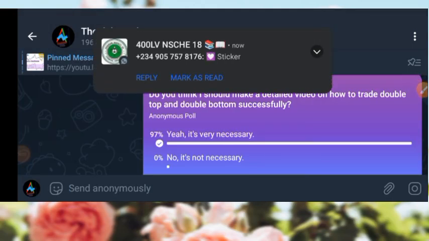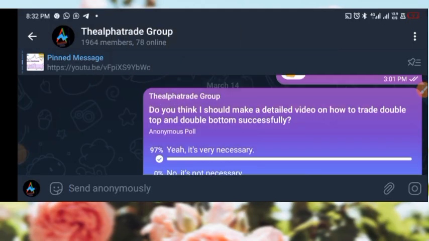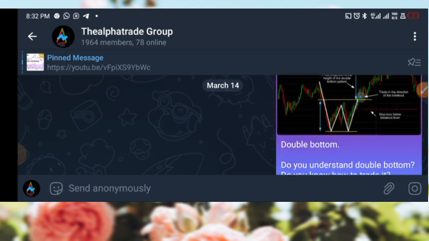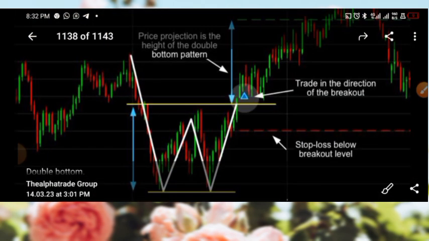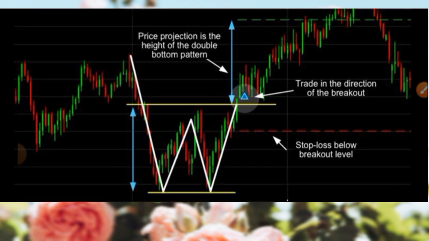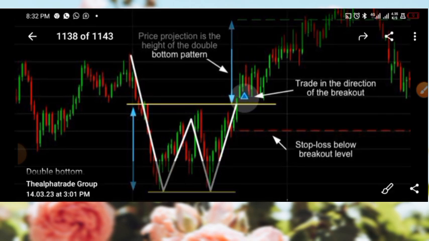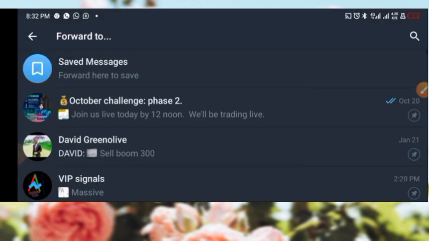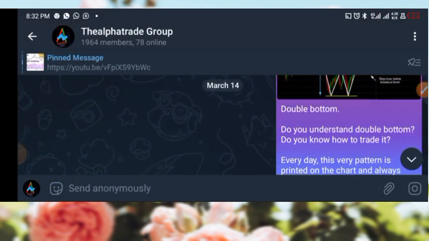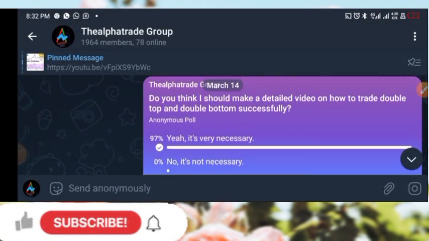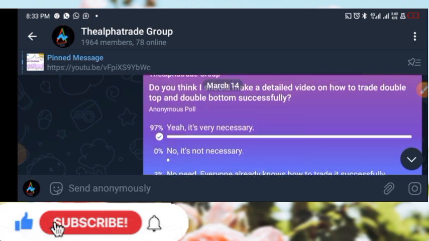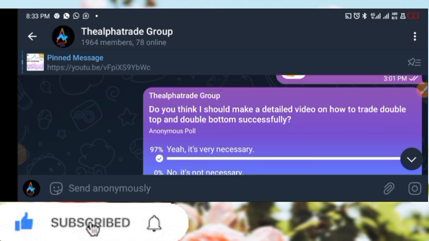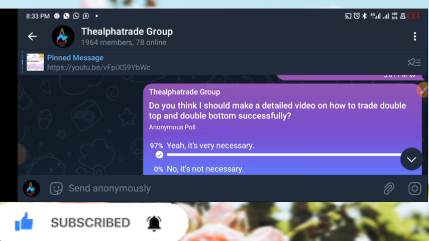So I made a post on my Telegram channel talking about double bottom and double top. As you can see here, this is a double bottom here. So I made a post talking about it, and then I decided to make a poll to know what people think about it. As you can see here, I asked them, do you think I should make a detailed video on how to trade double top and double bottom successfully?